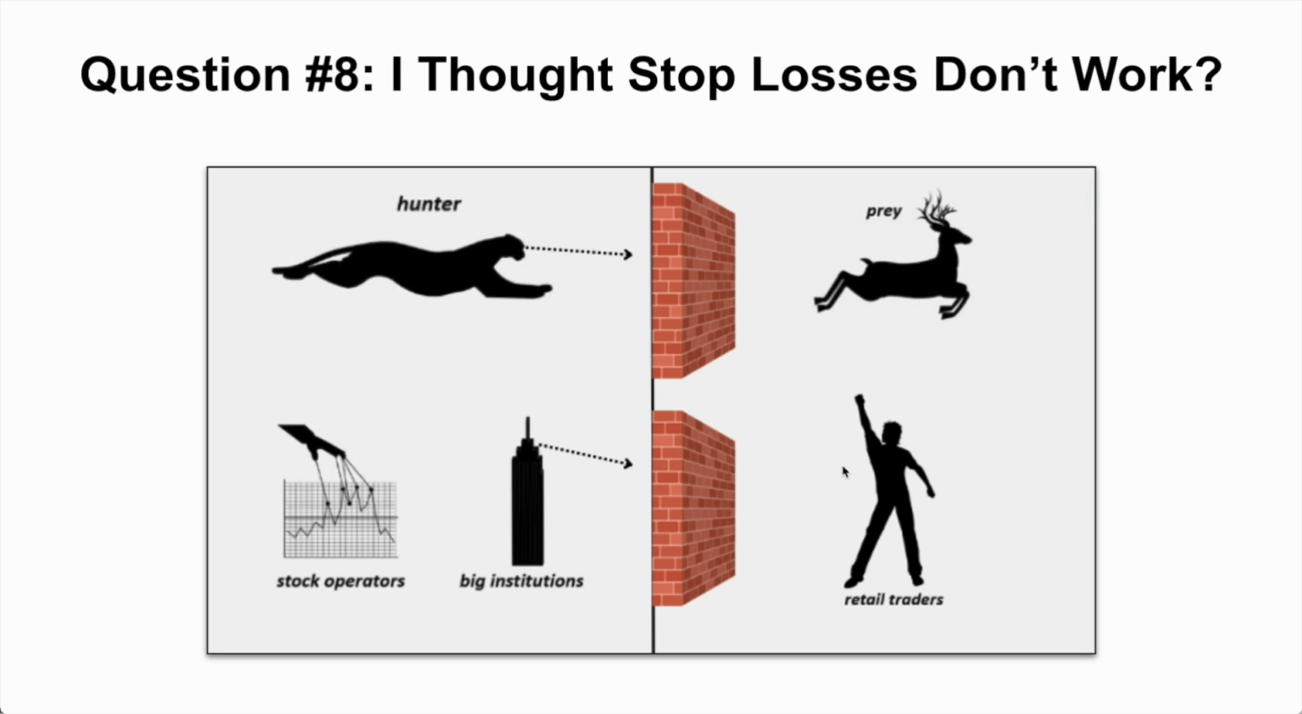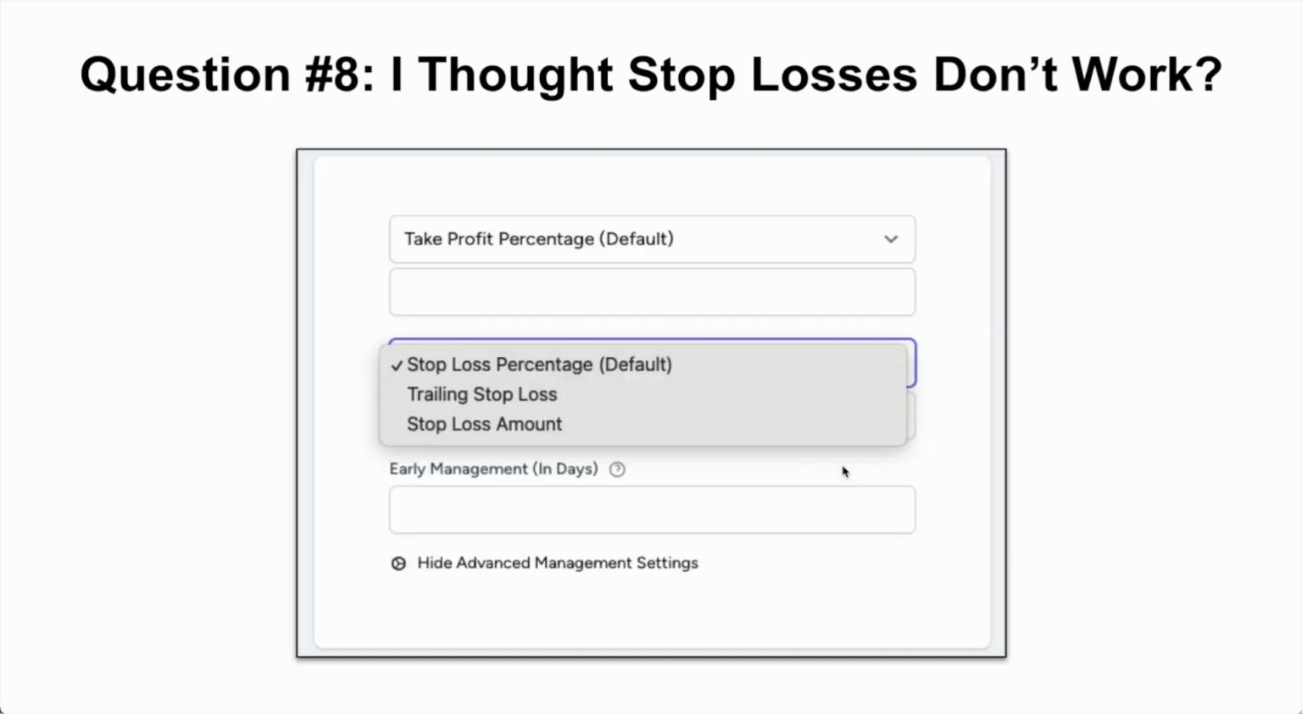So you might be saying, yeah, stop losses don't work with brokers, but with the options auto trader, they work flawlessly. And so again, you can set up stop loss percentage, trailing stop loss, and stop loss amount. Let's say I only want to lose $500 or something like that, all using the options auto trader.